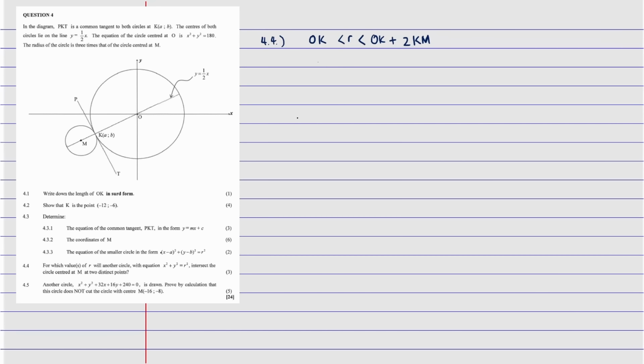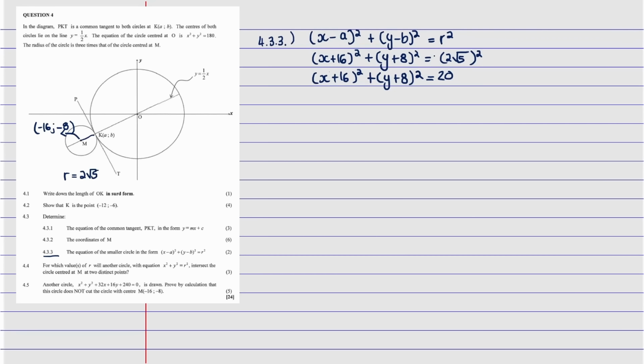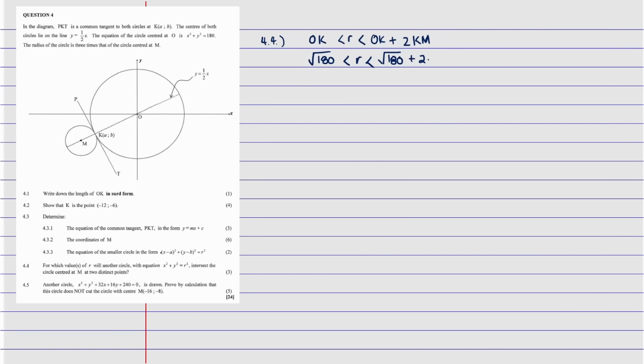So we know that the big radius is equal to the square root of 180. This is going to be r squared, which is 180, so this is going to be root 180. Remember, we already know the small radius. Let's go up and find it. We know it's 2 root 5, so this is going to be multiplied by 2 root 5.